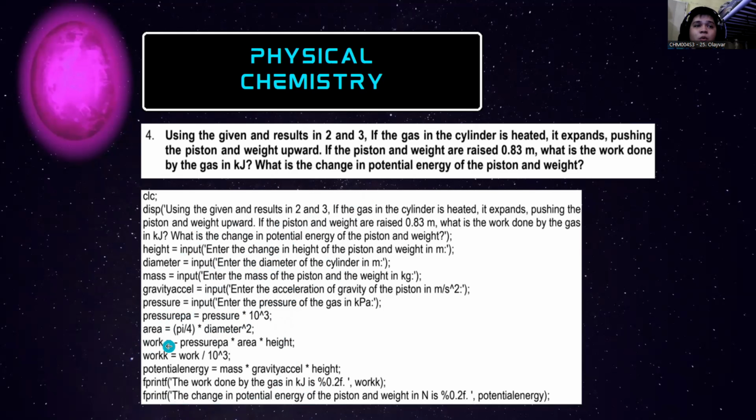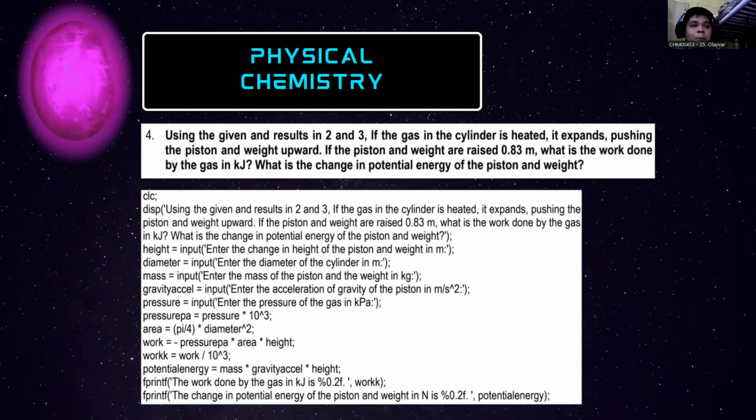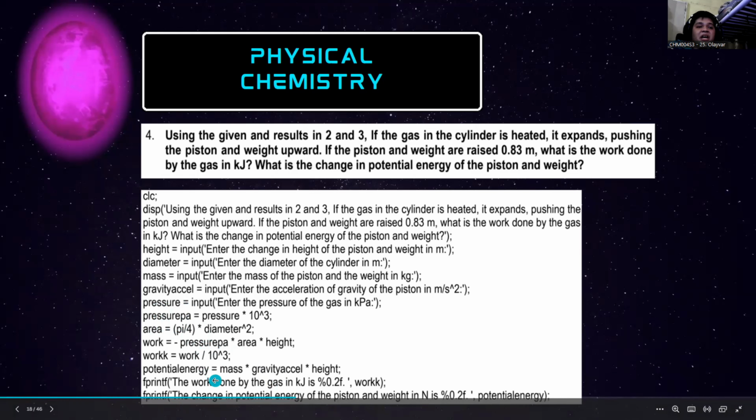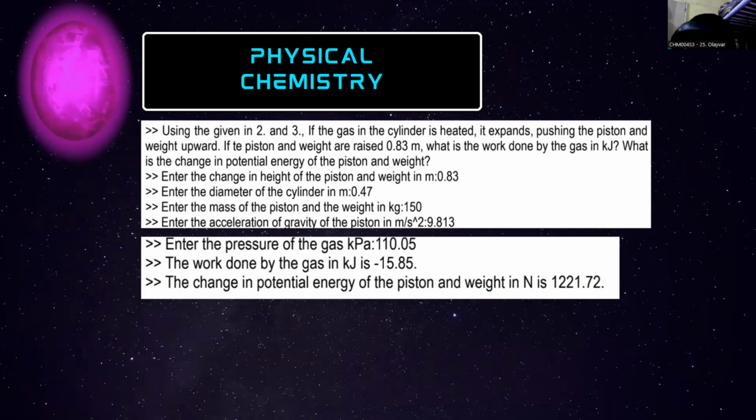And after that, we will get the work using the data that we have and the results of the previous two formulas that we have in here. And after that, we will have the work in kilojoules, which is we will divide it by 10 to the power of 3. And after that, we will get the potential energy, which is the mass times gravity acceleration times height. After that, it will display the results or the data that we have.